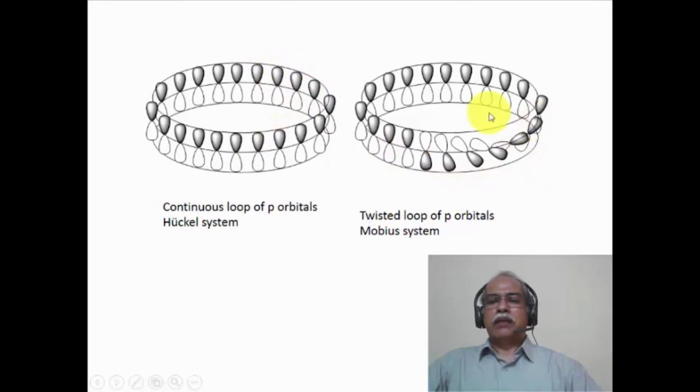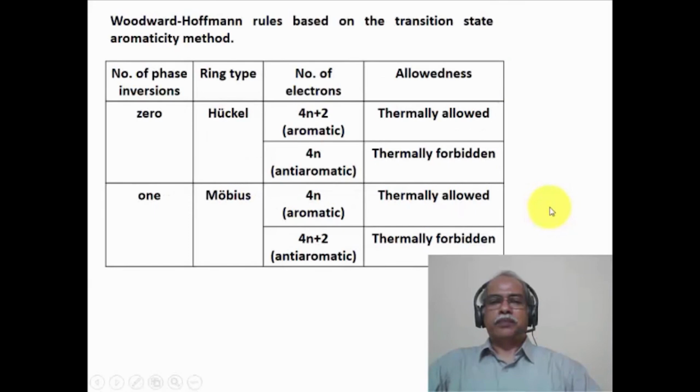On the other hand, if you consider this loop, it is continuous up to this point here, and then there is a twist of the loop here, and this is what is known as the Mobius loop. And for the Mobius loop, essentially, if it is a 4n electron system, it would be aromatic, and if it is a 4n plus 2 electron system, it will be anti-aromatic in nature.